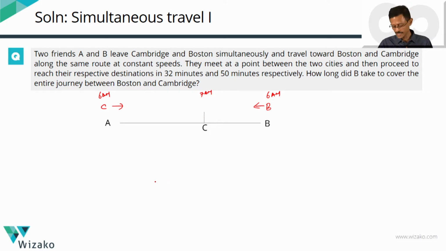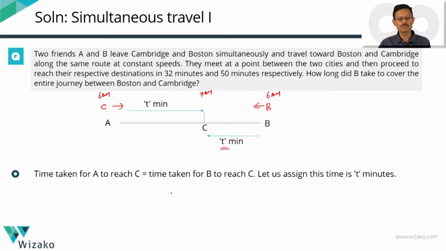So with respect to the meeting point, what can be equated? The time taken by A to reach the meeting point and the time taken by B to reach the meeting point is the same. Let's assign a variable for it. Let that be equal to t minutes. After meeting, A proceeds towards Boston and is going to take 32 more minutes to complete the journey. And then B proceeds towards Cambridge and is going to take 50 minutes to complete this journey.